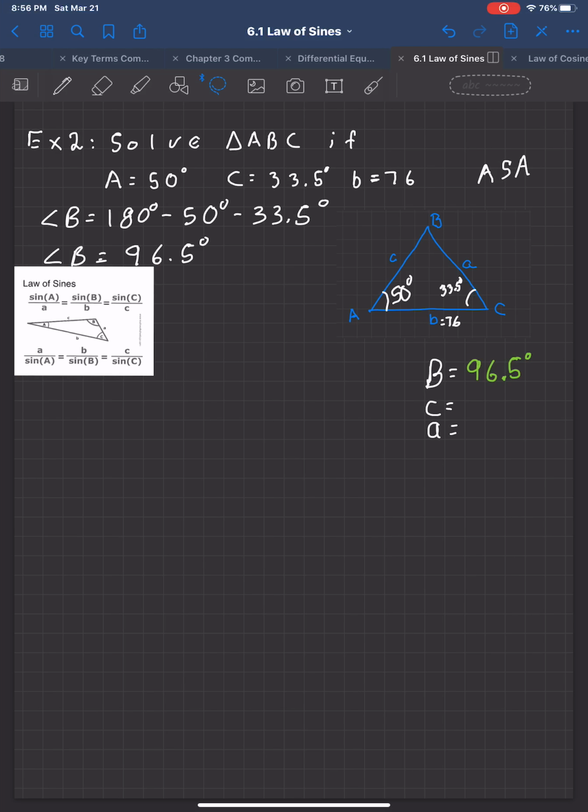But let's go ahead and jump in. So notice, let's assume that you want side C. So you definitely want C over sine of C.